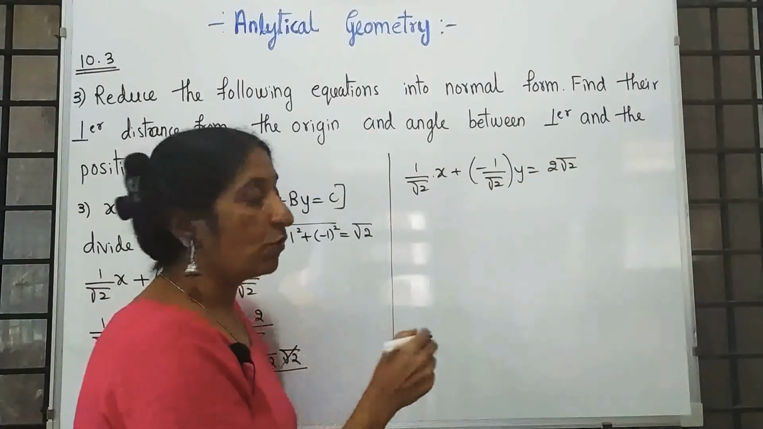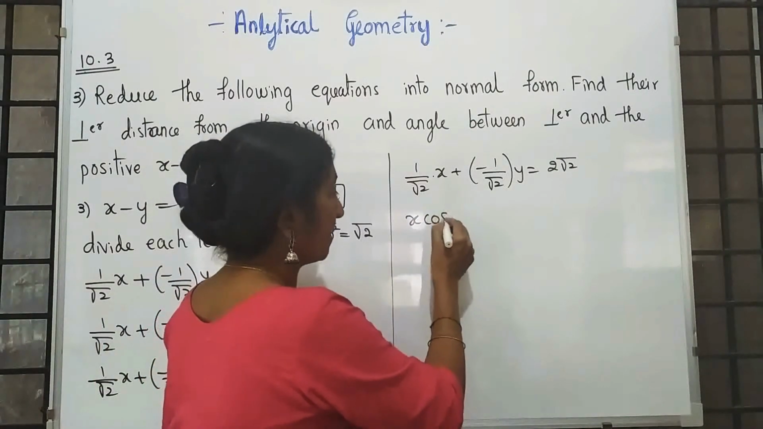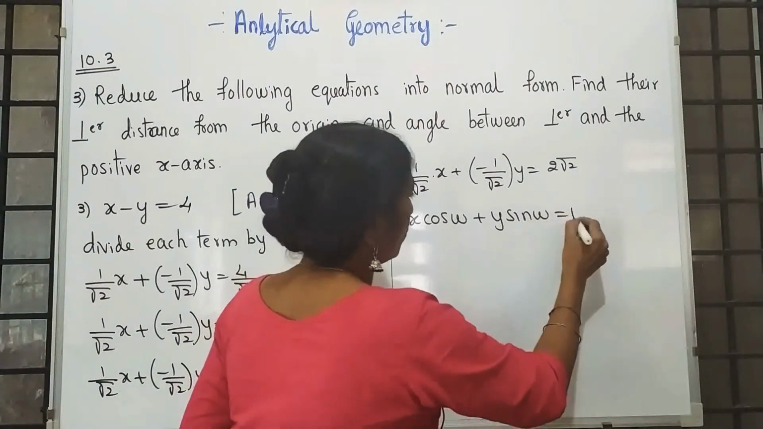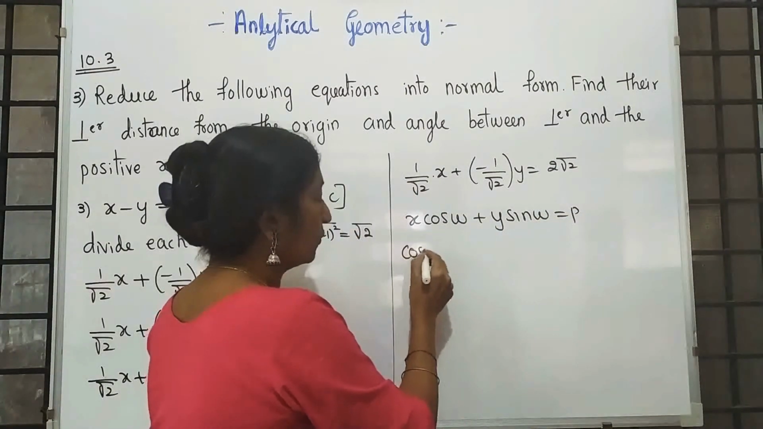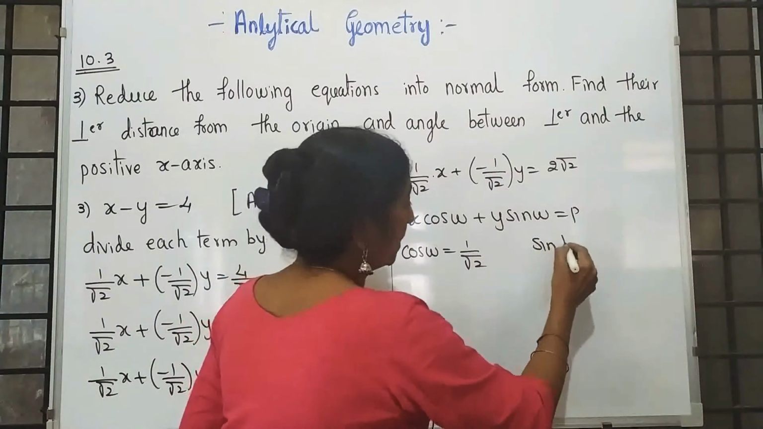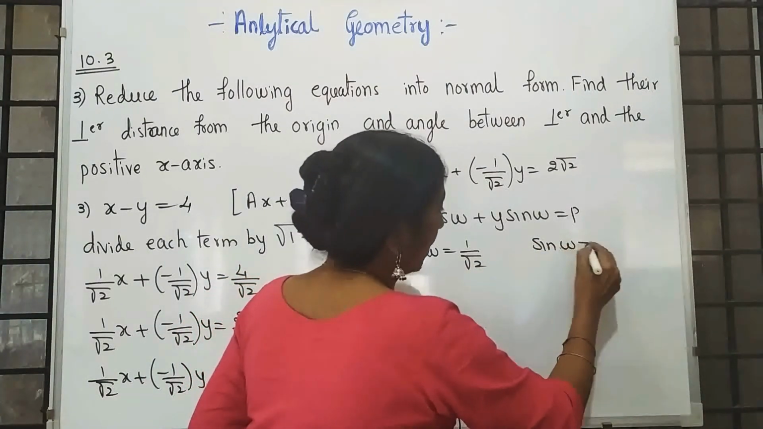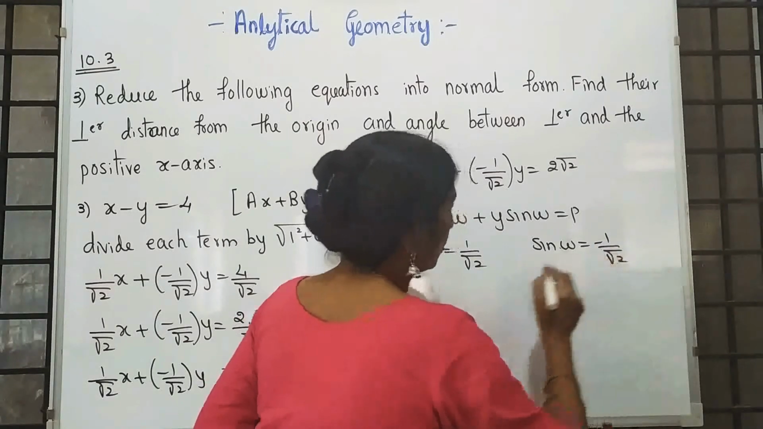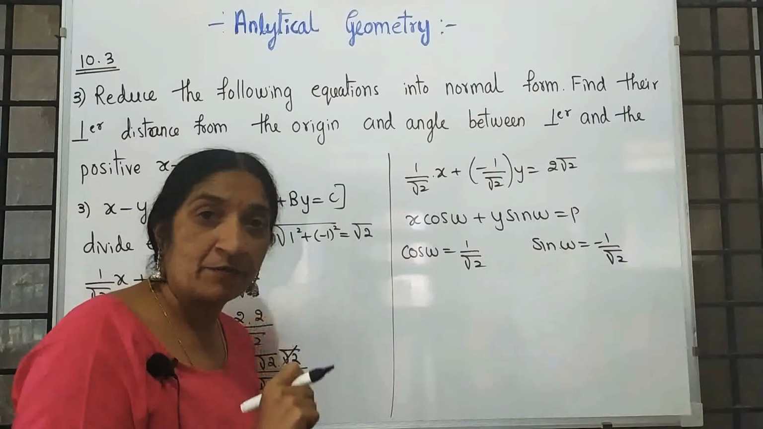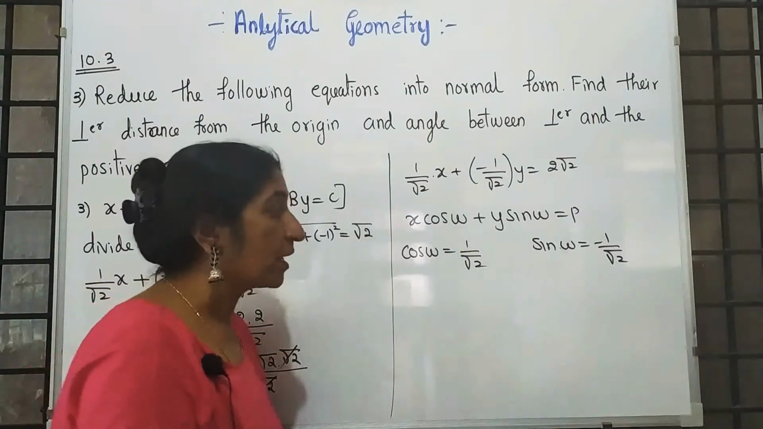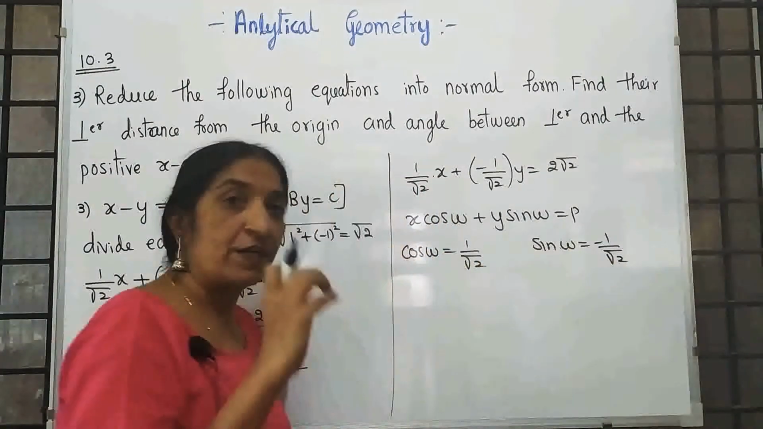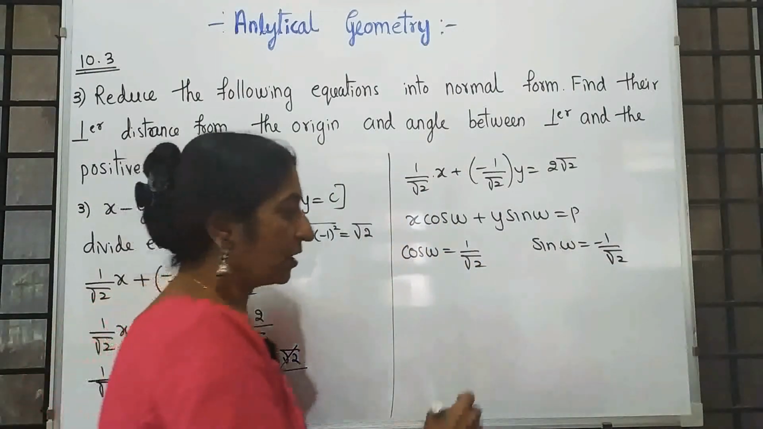It is in the form of what? Yes, x cos omega plus y sin omega is equal to p. What is cos omega? It is 1 by root 2. Sin omega will be minus 1 by root 2. Yes, sin is negative, cos is positive. Where does it come? It comes in the fourth quadrant. And for 45 we will get 1 by root 2. We have to fit these values in the fourth quadrant.